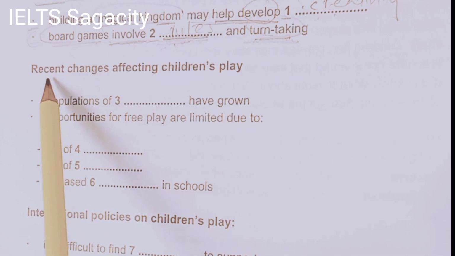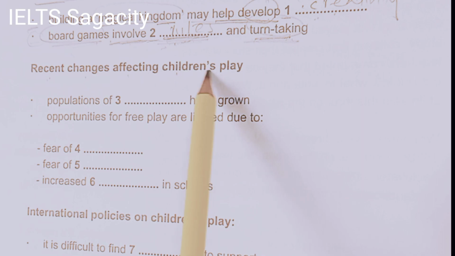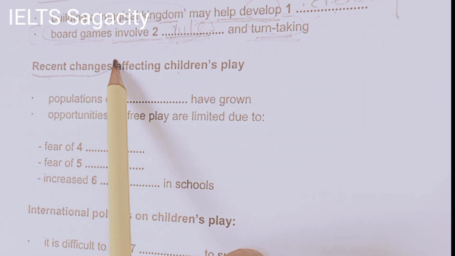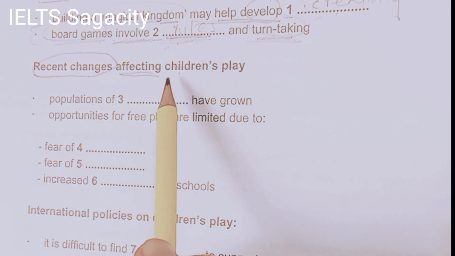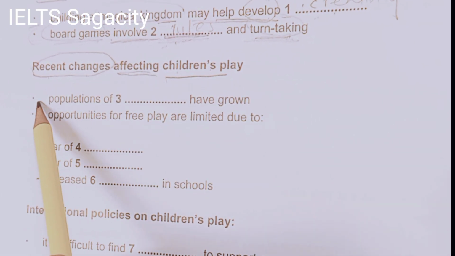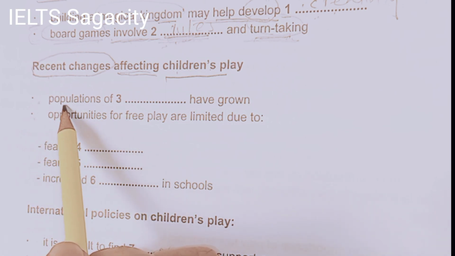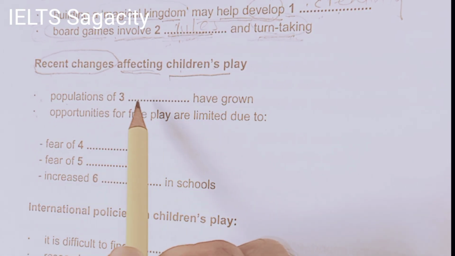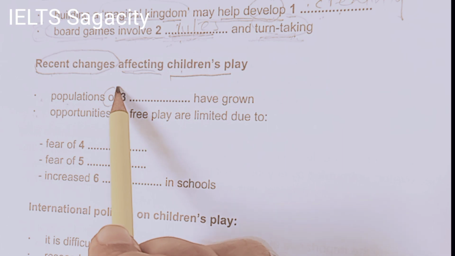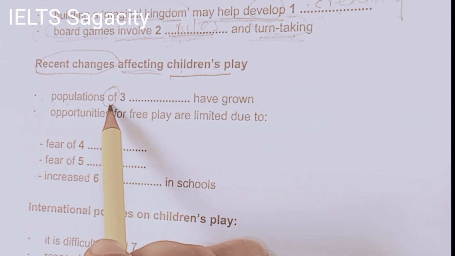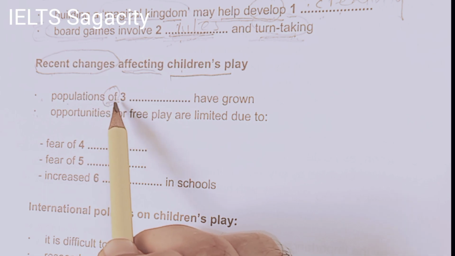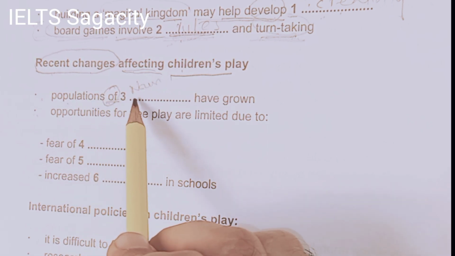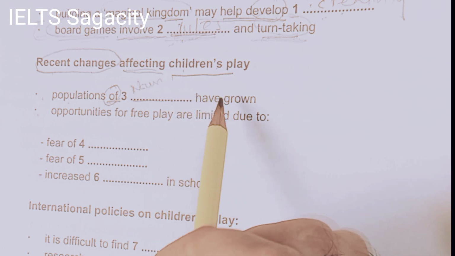But as we can see, this also comes under the umbrella of recent changes affecting children's play. So there are some changes which have been made recently, which have some impacts on children's play. There are two main bullet points we can see. Populations of dash have grown. Apparently there is a preposition, and from grammar we know that whenever we have a preposition, most of the time it is followed by a noun. So population of something have grown.